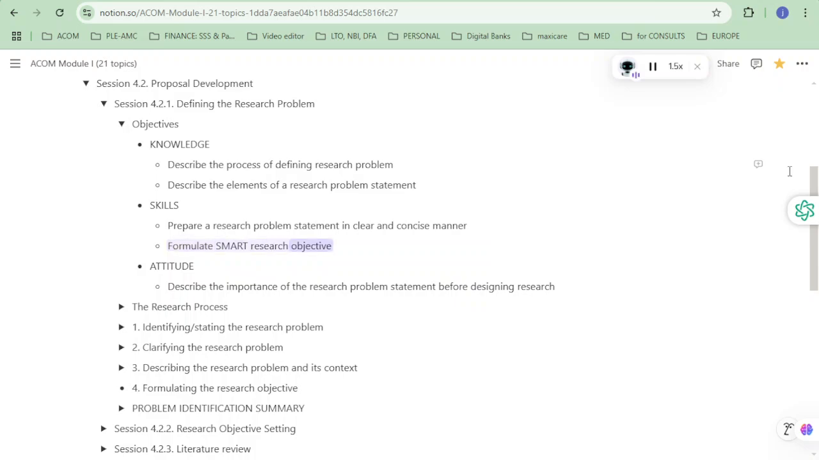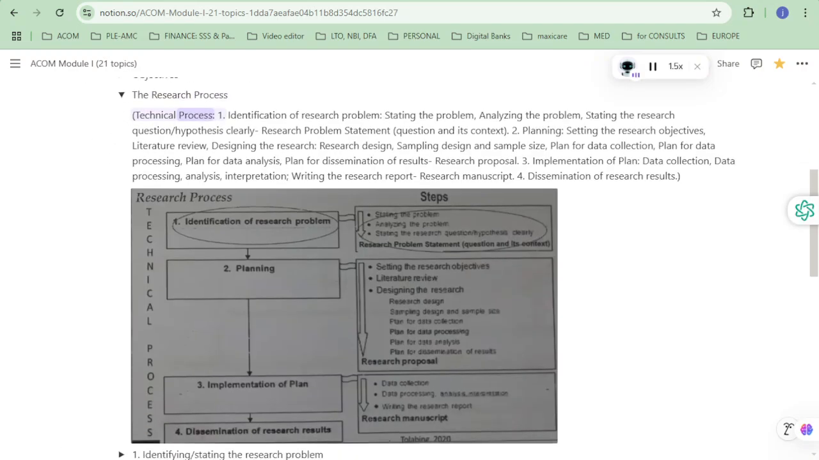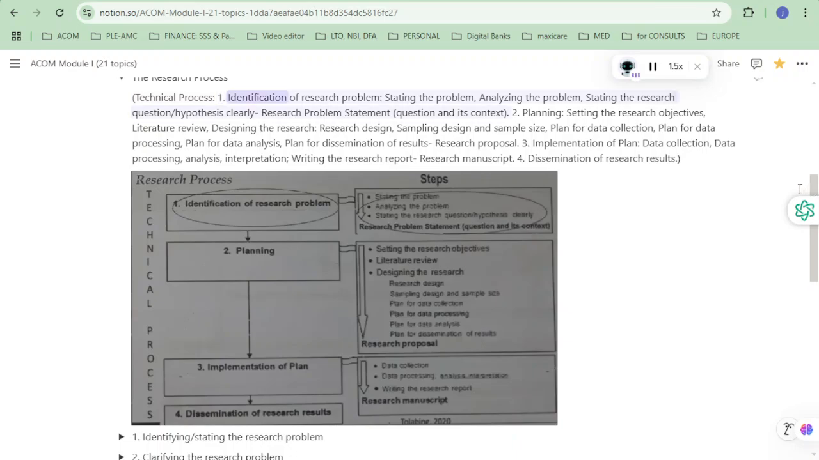Formulate SMART research objectives. Attitude: describe the importance of the research problem statement before designing research. The research process. Technical process. 1. Identification of research problem: stating the problem, analyzing the problem, stating the research question/hypothesis clearly.